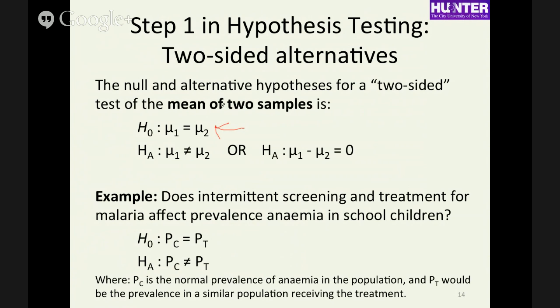Or, of course, the malaria example is an example of a two-sample hypothesis test. Yes? So for this one, we need to do the calculation in order to find the mean. Yes, in the one-sample test, you're estimating one mean. In the two-sample test, you're estimating two means. In the one-sample test, you have one estimated mean and one known mean. In the two-sample test, they're both estimated. Yes?